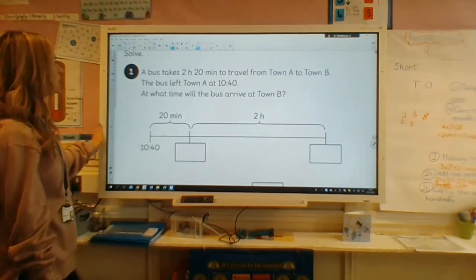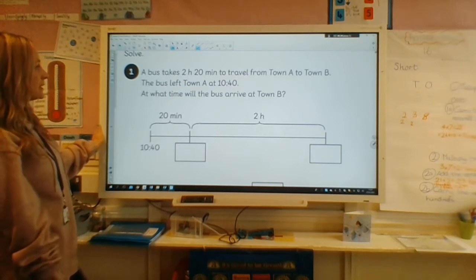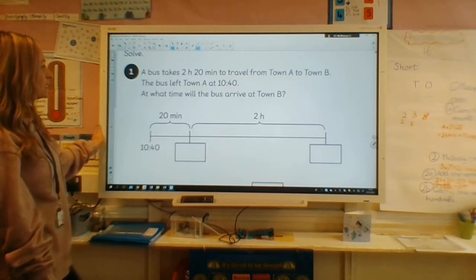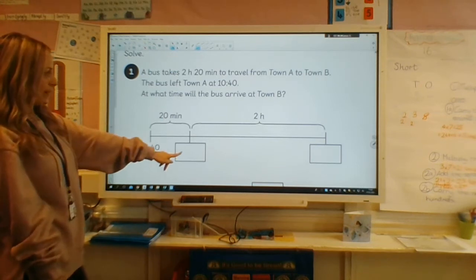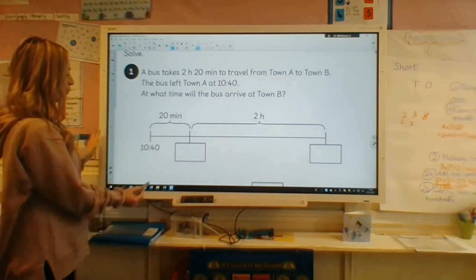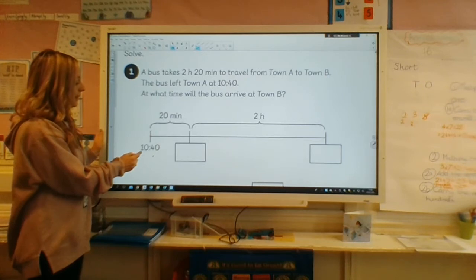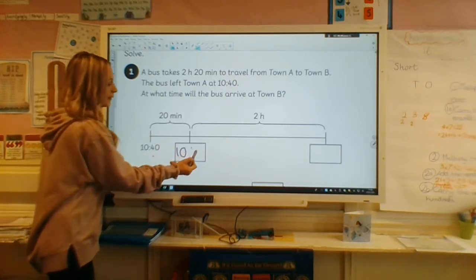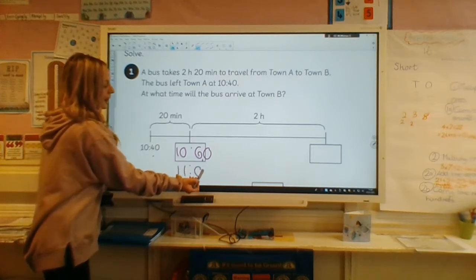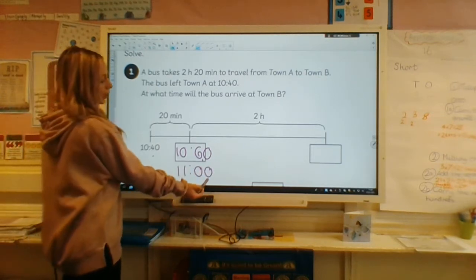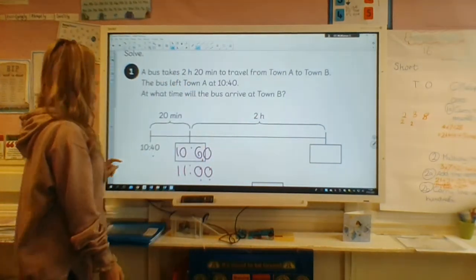Okay, a bus takes, this is one of your questions, sorry. A bus takes 2 hours and 20 minutes to travel from town A to B. The bus left at 10:40. What time will the bus arrive? So you've got 10:40, you need to add the 20 minutes. Now I want to talk about this. If you add 20 to 40, that gives you 60, so you would write 10:60. If the minutes are 60, that's the new hour, so that would actually be 11 o'clock. And when it's o'clock, the minutes are 0. And then when you're at 11 o'clock, you add the 2 hours.